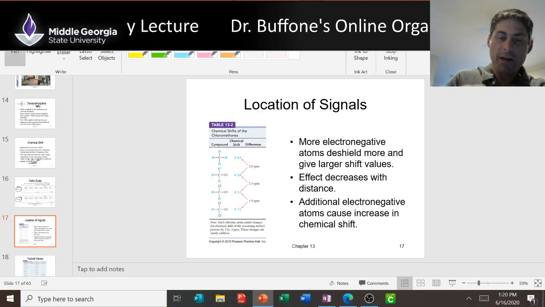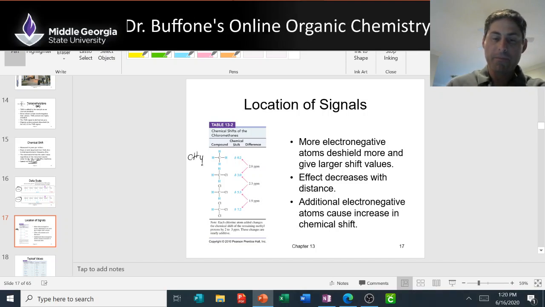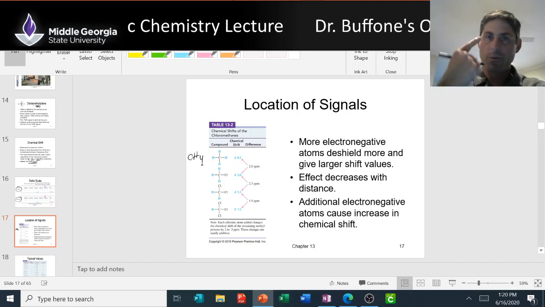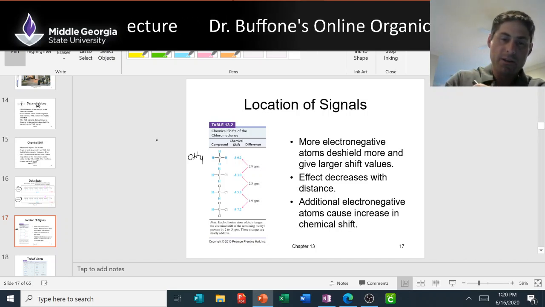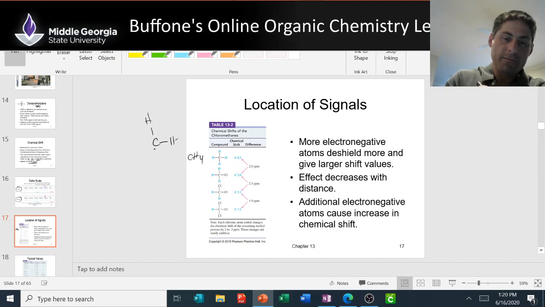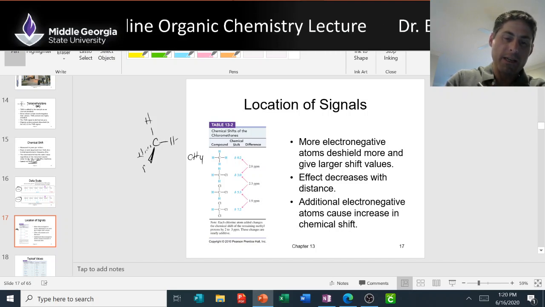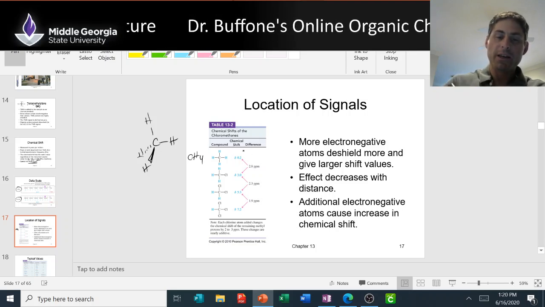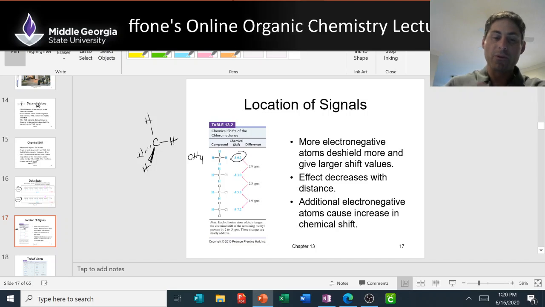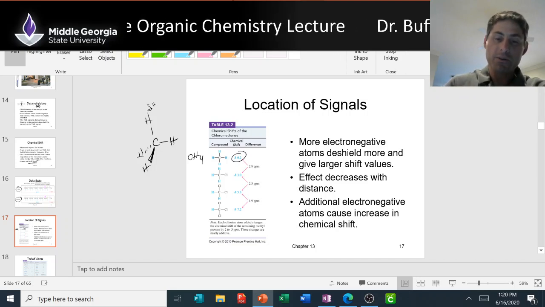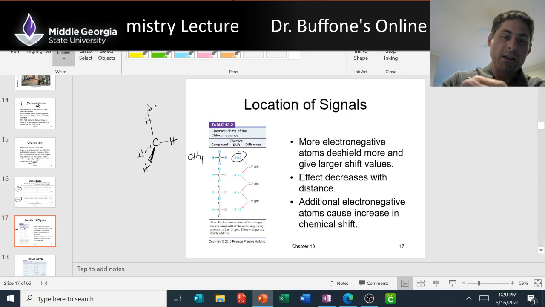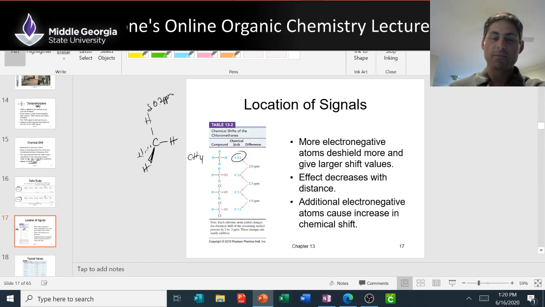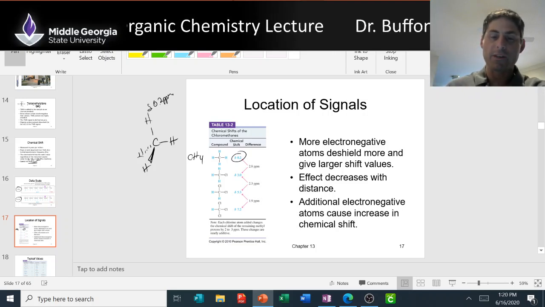We have CH4, right? Methane. Basically, we have a carbon with 4 hydrogens on it. We're going to get one signal because all the H's are equivalent. And they don't have any neighbors, so you're not going to get any splitting. These H's are fairly shielded, and you see that you would get a signal for those H's. The delta here is going to be 0.2 ppm. So fairly shielded hydrogens, almost same as you would get for TMS.